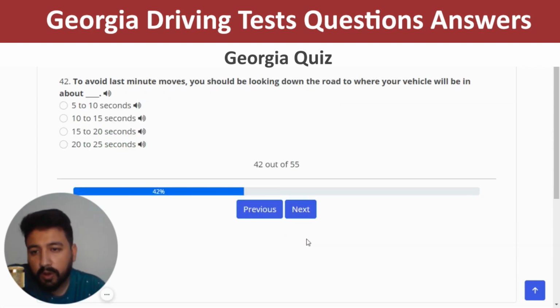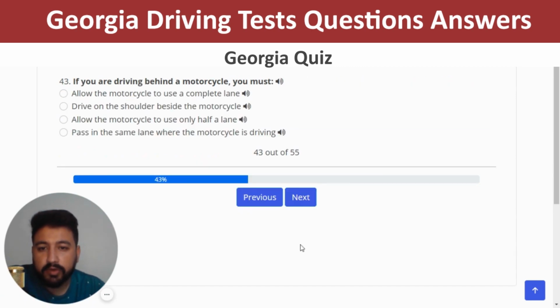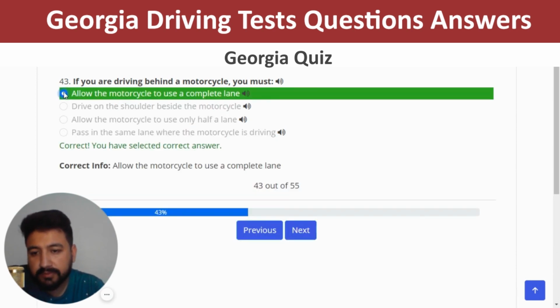And next. To avoid last minute moves, you should be looking down the road to where your vehicle will be in about 10 to 15 seconds. So second option is the right one. Correct. And next. If you are driving behind a motorcycle, you must allow the motorcycle to use a complete lane. First option, you have selected the correct one. And next.